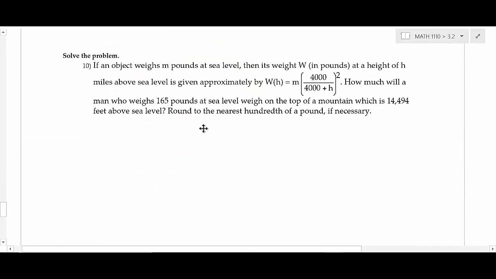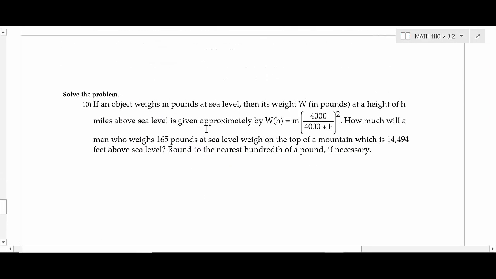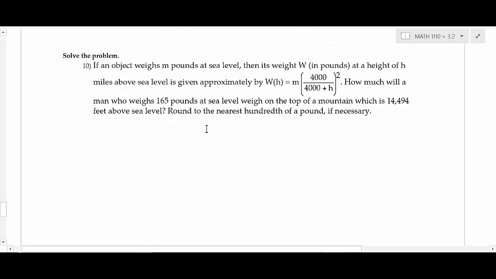Okay, now you guys do have the last page, is that right? Okay, so we'll just do this last problem here. And this is actually an interesting problem. This is something that's actually real, because of the way gravity works. So what this is saying is you have an object that weighs m pounds at sea level, and then the weight is going to be given as a height. This is a function right here.